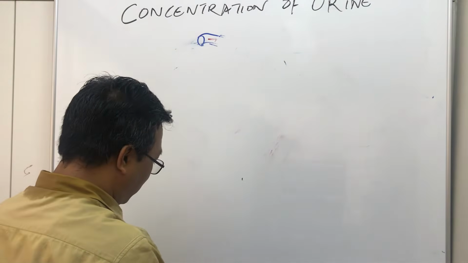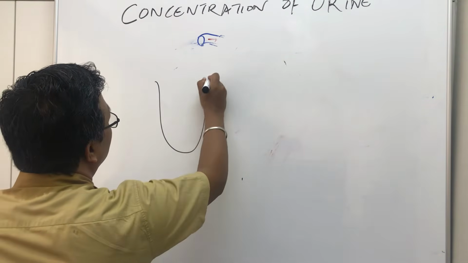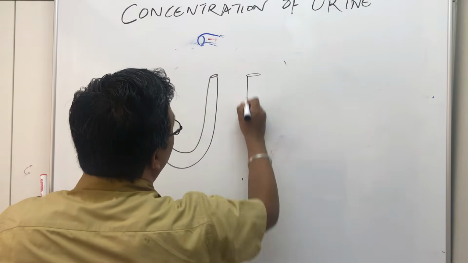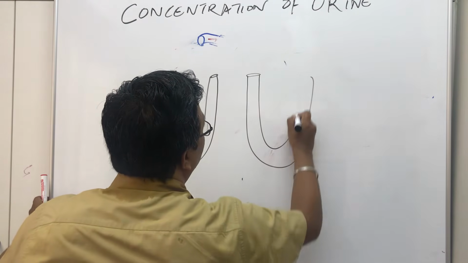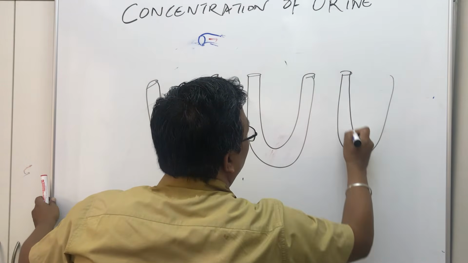Now let me make it very simple. I just draw the loop of Henle here. This is one tube. Another tube. I'm just doing the loop of Henle.